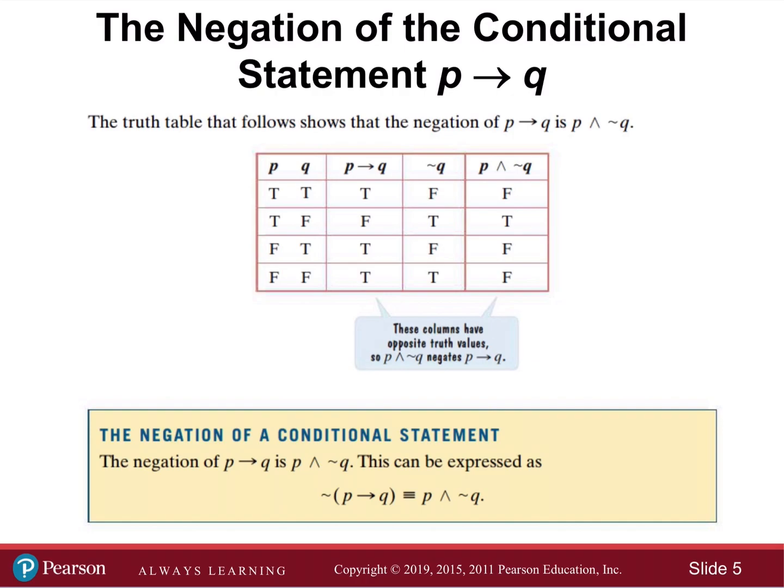So the negation of a conditional statement, the negation of P implies Q, is going to be P and not Q. This can be expressed as: not (P implies Q) is logically equivalent to P and not Q.